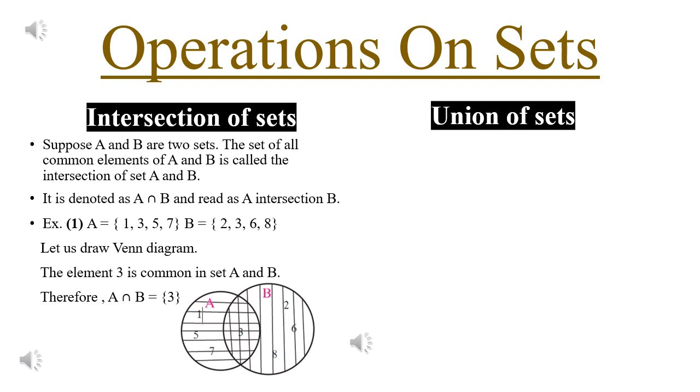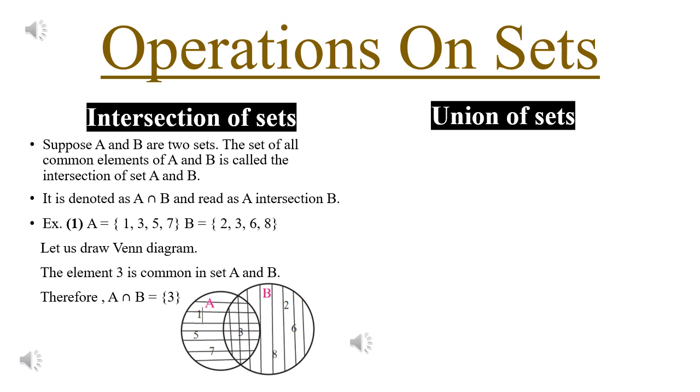Okay, now intersection of sets. Let us take an example of set A and set B. Now if this set has all the common elements of set A and B, that particular set is known as intersection of sets. It is denoted by this symbol, which looks like an inverted U, and it is read as A intersection B.